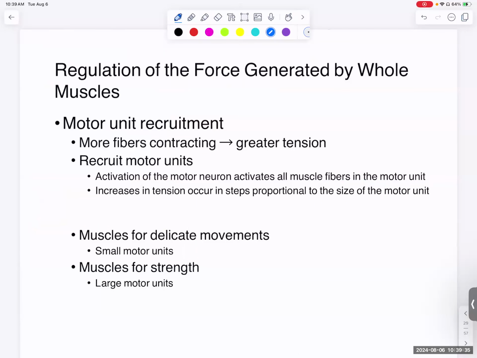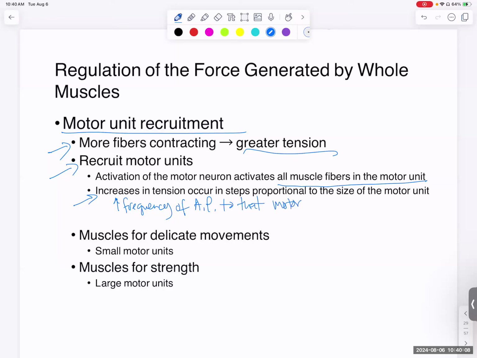But we regulate force in a whole muscle by motor unit recruitment. And so the more fibers recruited, the greater the tension. And so we just recruit motor units one at a time. The activation of a motor unit is going to activate all the muscle fibers in that motor unit. And then we can increase the tension in that motor unit by increasing the frequency of action potentials to that motor unit, right?